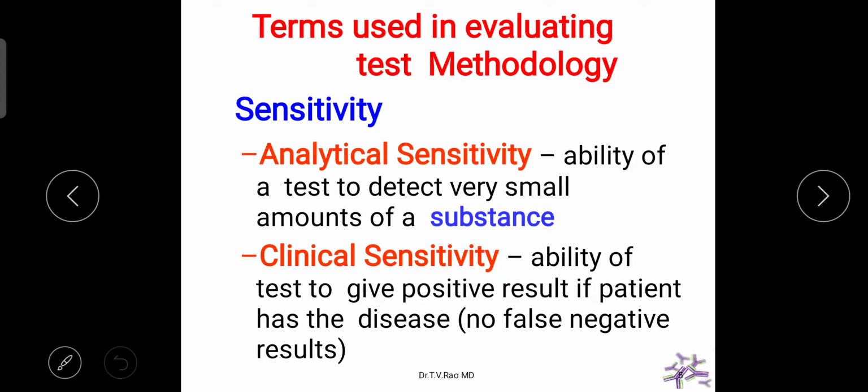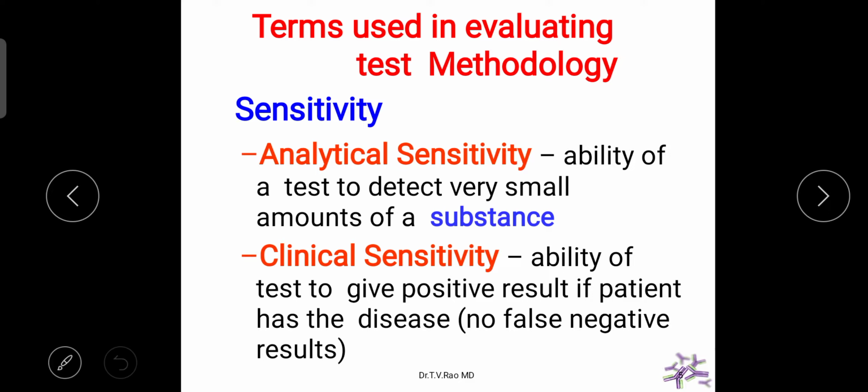It is the ability of a test to give a positive result if the patient has the disease. So in the first one we are going to see what virus or bacteria is present in the serum. But in the clinical sensitivity test, we can find out whether the patient has the disease or not. It is positive or negative.